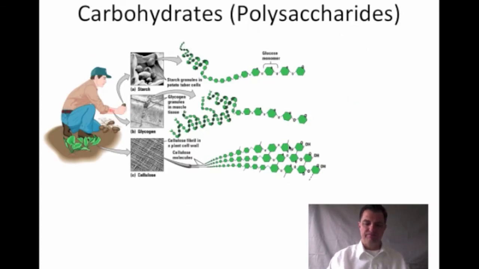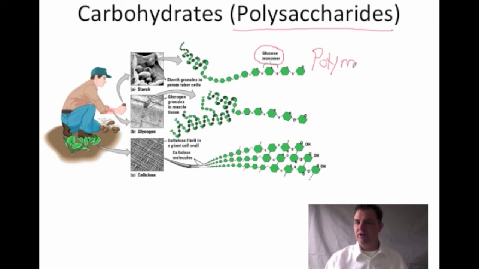Then our next group of molecules in the carbohydrate group is the polysaccharides. Polysaccharides are really, really big carbohydrates hooked together with a whole bunch of what we call monomers. A monomer is a single unit, and if you hook a bunch of monomers together, you get a polymer. So a polymer is multiple monomers hooked together. In this case, glucose is a monomer. And if you hook a whole bunch of glucose molecules together, you get a polymer. And in this case, the polymer is a particular polysaccharide called starch.